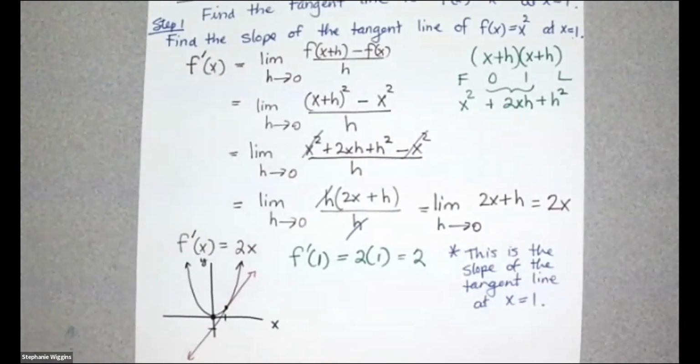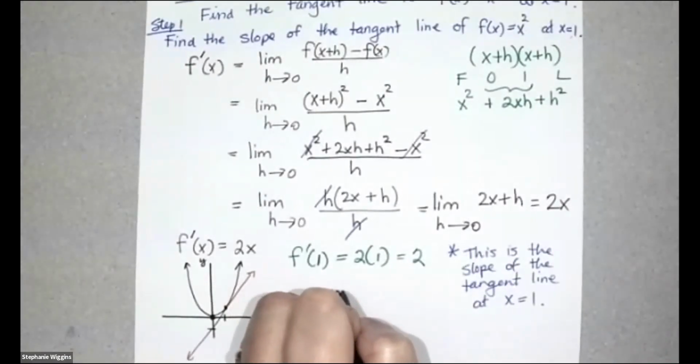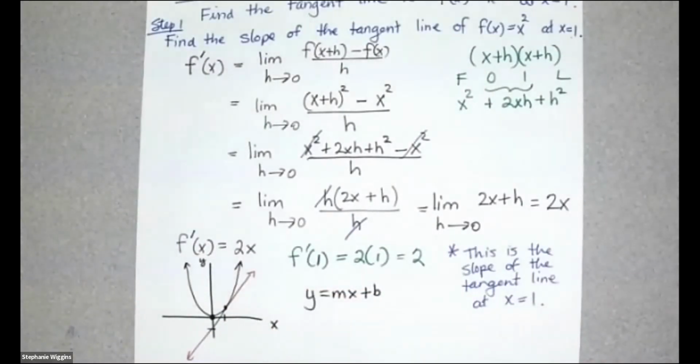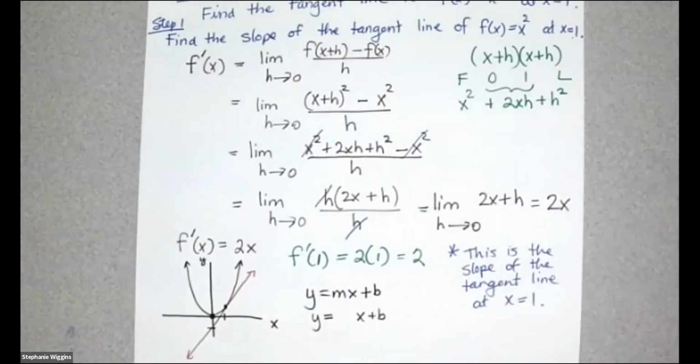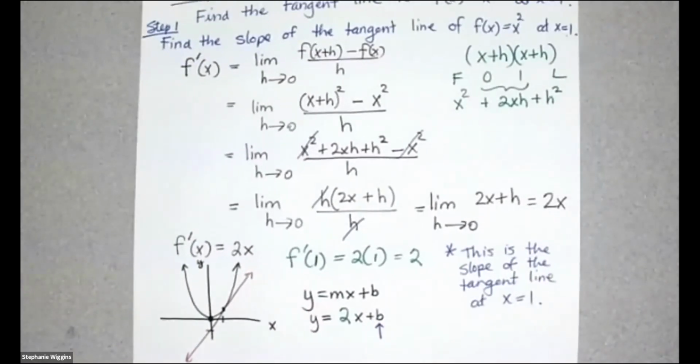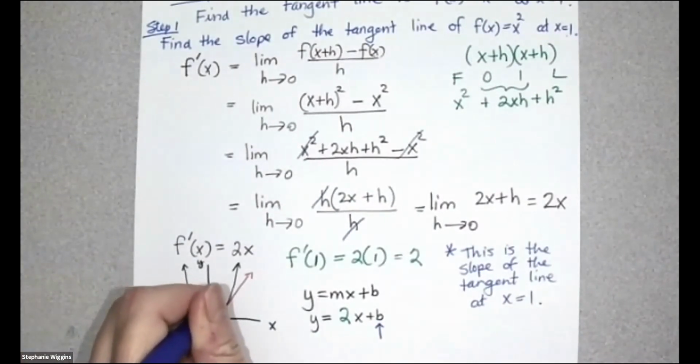We found now that the equation of this line, remember the slope-intercept form of a line is y equals mx plus b. We just need to find m and b. Well, we found the m. The m is 2. So we have y equals, I'm going to write the 2 in there for the slope. Okay, now we just need to find the b. Well, how do we do that? Well, we know that this line has slope 2 and it passes through this point here. This point is 1, 1.